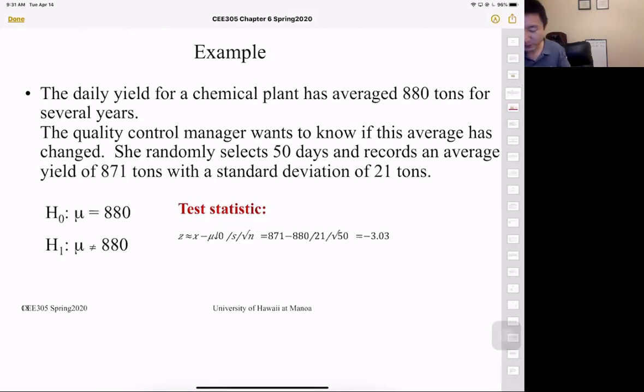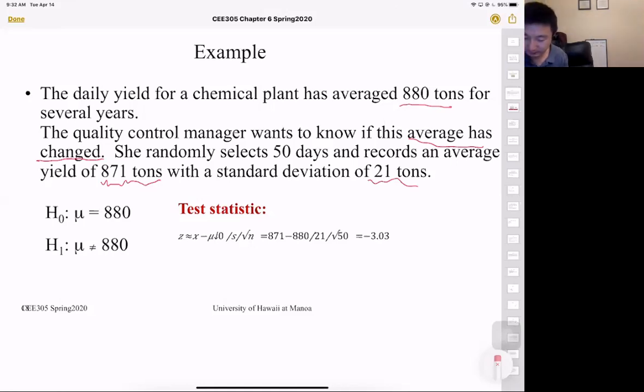Another example. Here, the daily yield for a chemical plant has averaged 880 tons for several years. The control engineer manager wants to know if the average has changed. So she takes a sample of 50 days and records the average, which is 871 tons. Close to 880, but not too far away. She also calculated the standard deviation of 21 tons. She wants to know if the average has changed. Based on that, we set up H0 and H1. H0 is mu equal to 880, and H1 is mu not equal to 880.